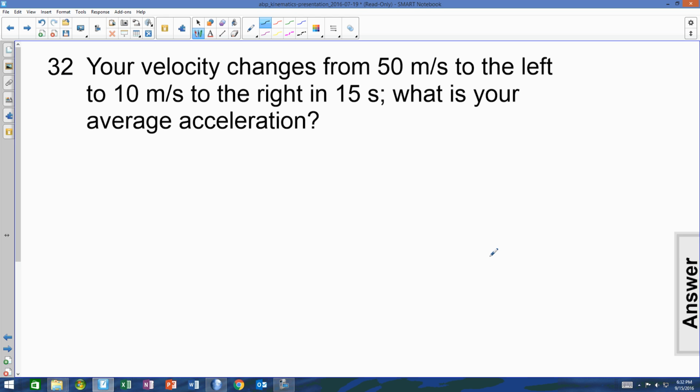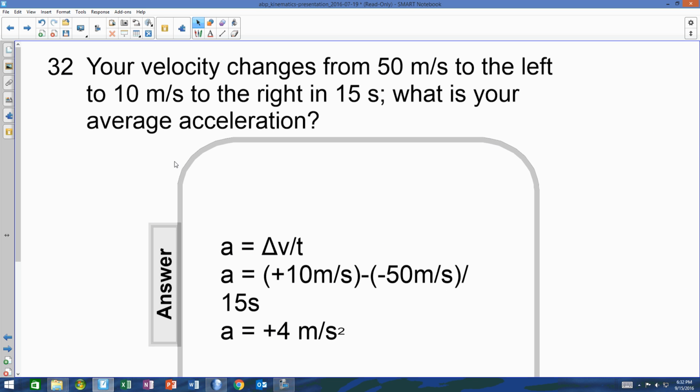Okay, your velocity changes from 50 meters per second to the left to 10 meters per second to the right in 15 seconds. What is your average acceleration? Okay, so let's take a look at the solution. Again, you should have already paused the video to solve the problem. So here we end up with a is equal to delta v over delta t. We end up with 10 meters per second i hat minus negative 50 meters per second i hat divided by 15 seconds. And that ends up giving us 4 meters per second squared i hat.